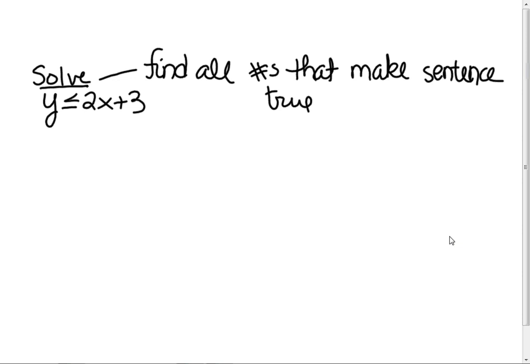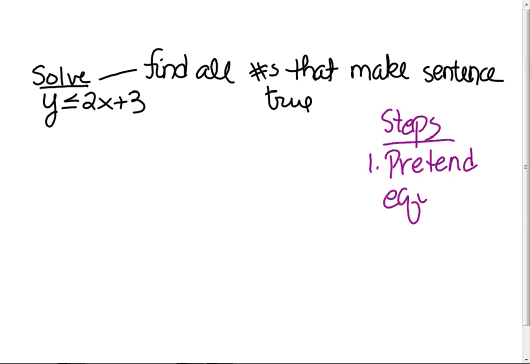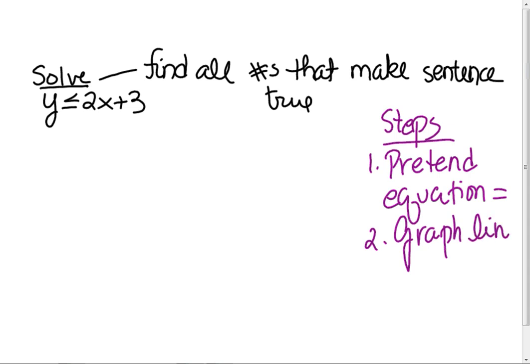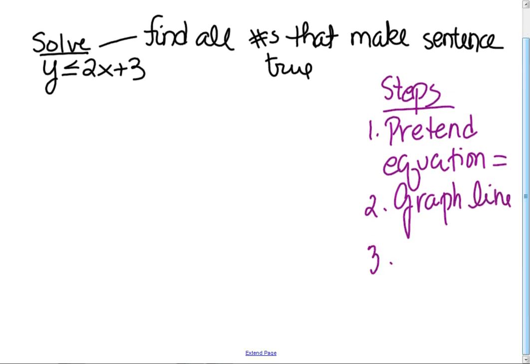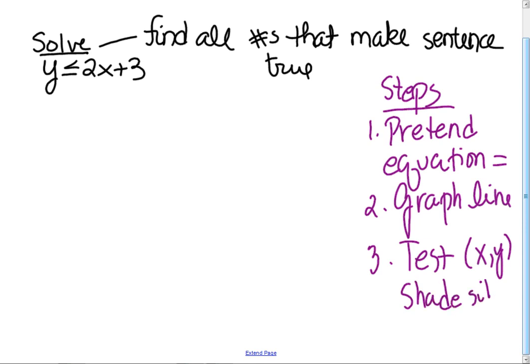Okay, here's what we're going to do. The steps. 1, I don't care if it's an inequality or not. Pretend it's an equation with an equal sign in it. 2, graph the line. 3, after you graph the line, you will test an ordered pair, just like we did on the number lines. Remember how we did that? Test an ordered pair. Let's call it x, y. 4, shade the side that's true.